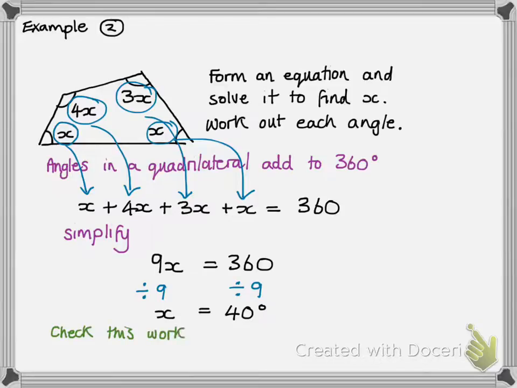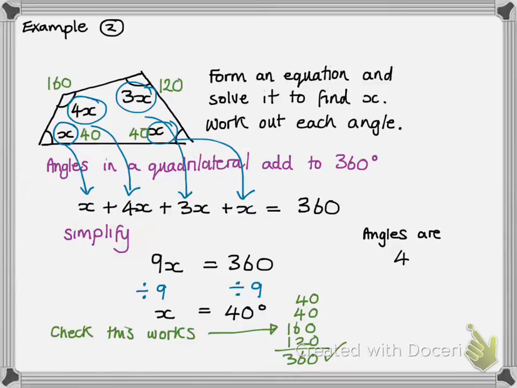Before we go, check that this works. Write down what that means each of the angles would be, add them together, and see if we really get 360. Yes, we do. Make sure we've actually answered each detail of the question by writing down all of the angles and putting in the degrees sign. Now we're done.